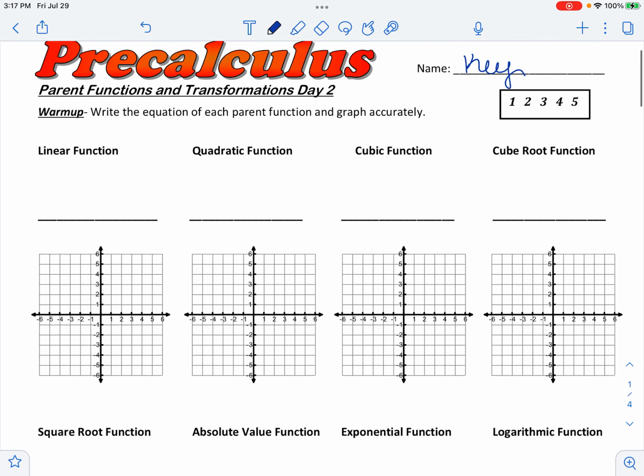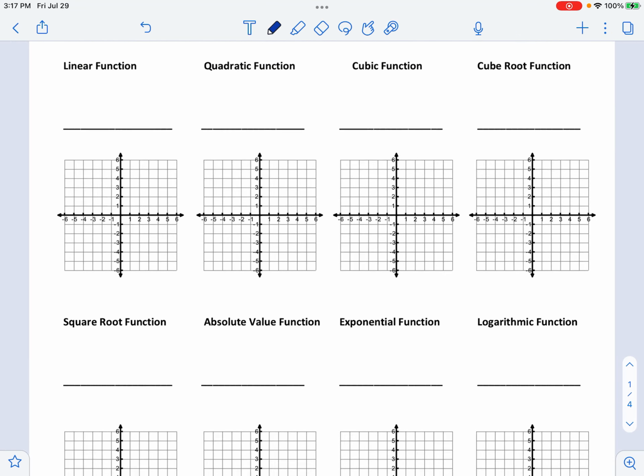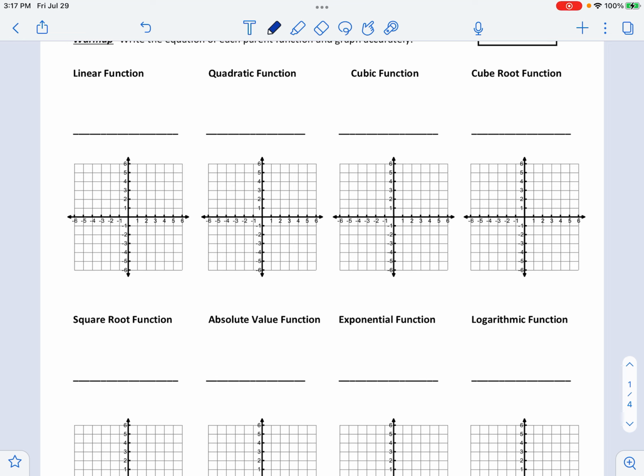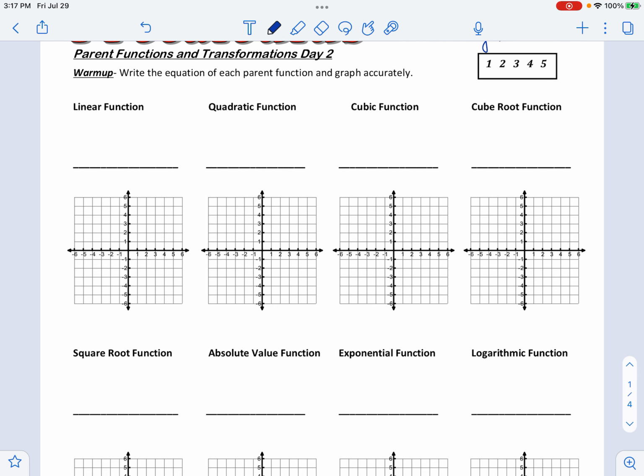All right, so the warm-up right here is graphing the 8 functions that we talked about yesterday, minus the constant function, because that's so easy, like, we're not going to have you practice that right now. So go ahead and pause the video, do them as quick as you can, okay? Try to do it in under 90 seconds.